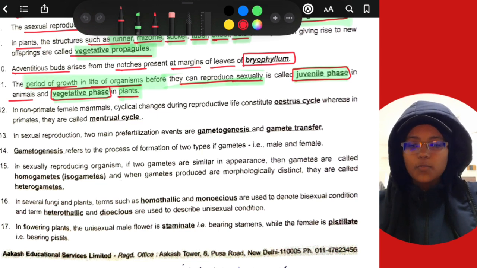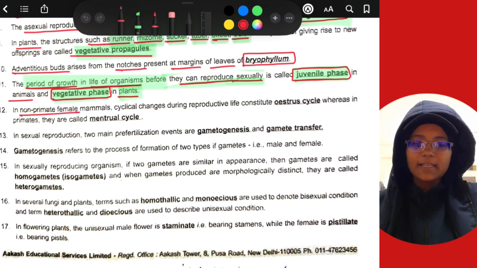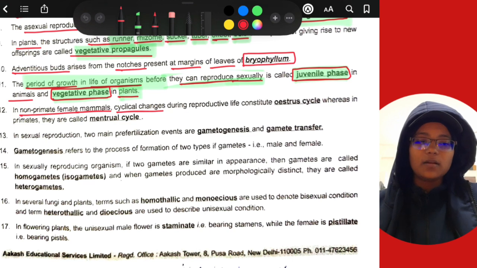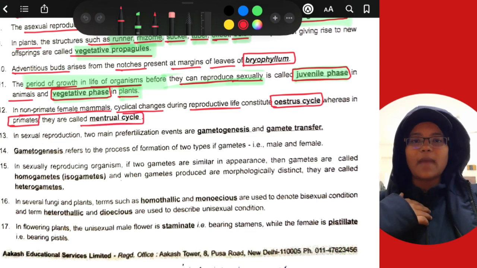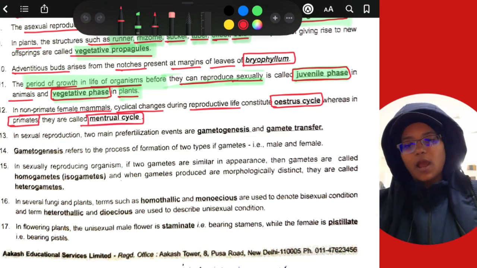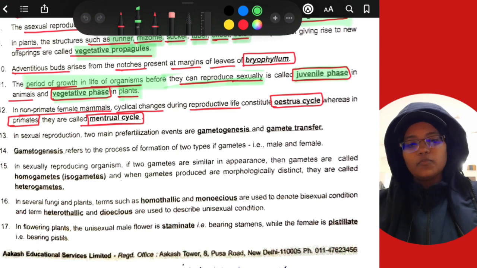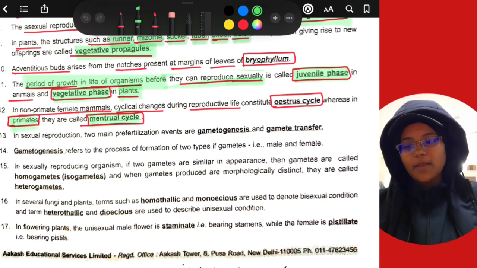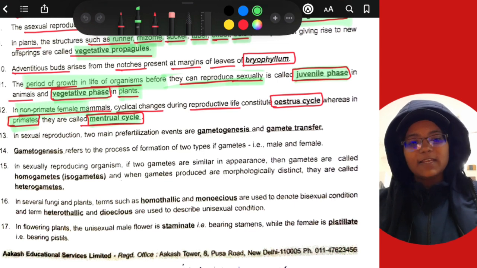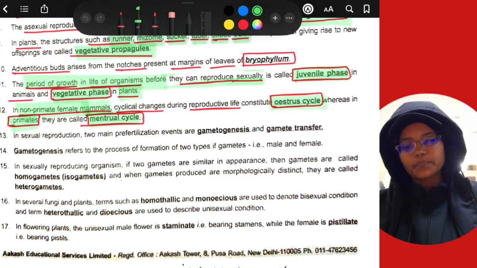In non-primate female mammals, cyclic changes during the reproductive cycle constitute the oestrous cycle, whereas in primates they are called the menstrual cycle. We mammals, we humans are primates and we have a menstrual cycle in our females every month.